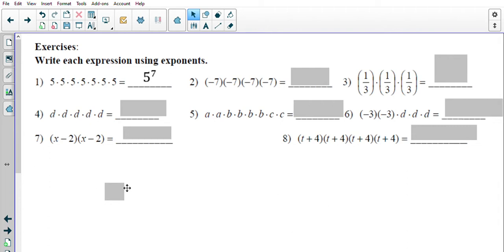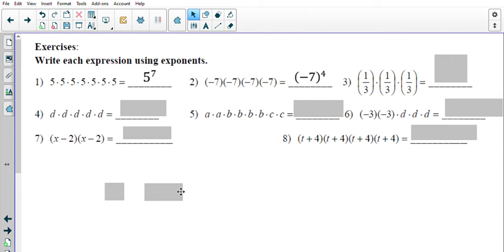Number 2, I don't have the dot to represent multiplication here or an X to represent multiplication, but the parentheses indicate that these negative 7s are being multiplied together. So our base is negative 7, and because it's negative, it has to go in parentheses. Since it occurs 4 times, it'll be negative 7 in parentheses to the 4th power.